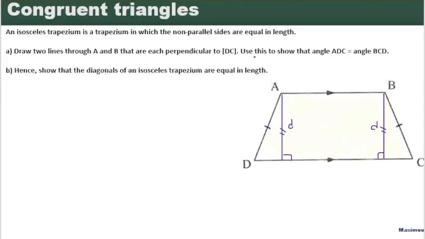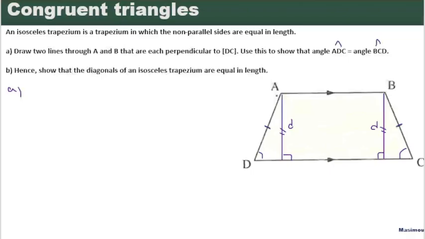Anyway, it says use this to show that angle ADC and angle BCD, which is here, are equal. So for part A, I try to use congruent triangles to show that these two triangles are congruent.